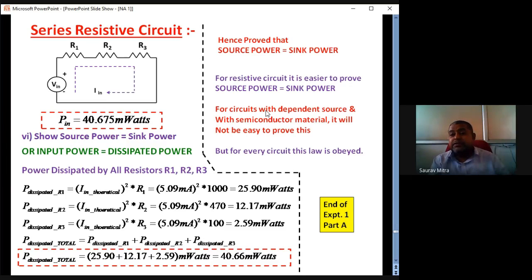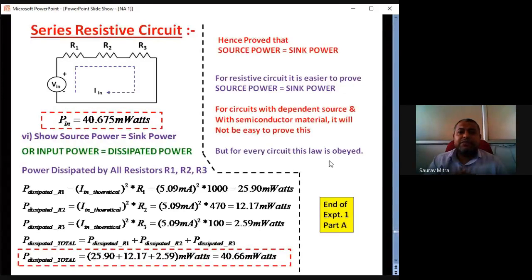It can also be proved, but not that easily. For circuits with dependent sources and semiconductor material, it will not be this easy to prove. But for every circuit this law is obeyed. Whatever power you are giving, that much power is dissipated, because if you are dissipating something, it has actually come inside. Otherwise, how could you dissipate?